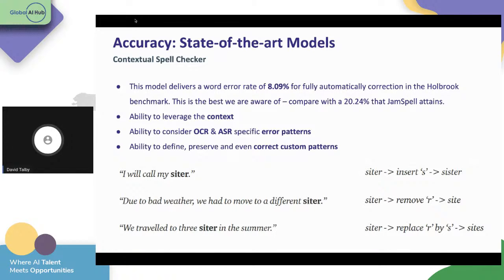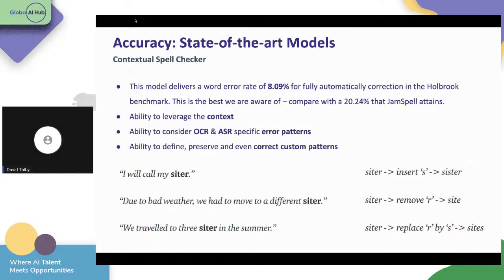So for example, you have 3 sentences here. I will call my sister. Due to bad weather, we had to move to a different site. Or we traveled to 3 sites in the summer. So in this case, you have the token SITER, which, by the way, is a word in English. So if you're using dictionary-based spell checking, you might actually leave it as correct in all cases. But here the algorithm correctly finds that it is misspelled, and it corrects the exact same word in 3 different ways depending on context.